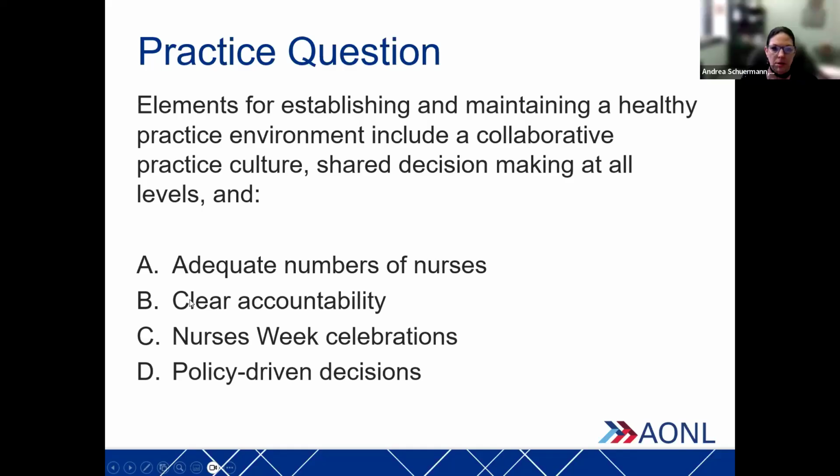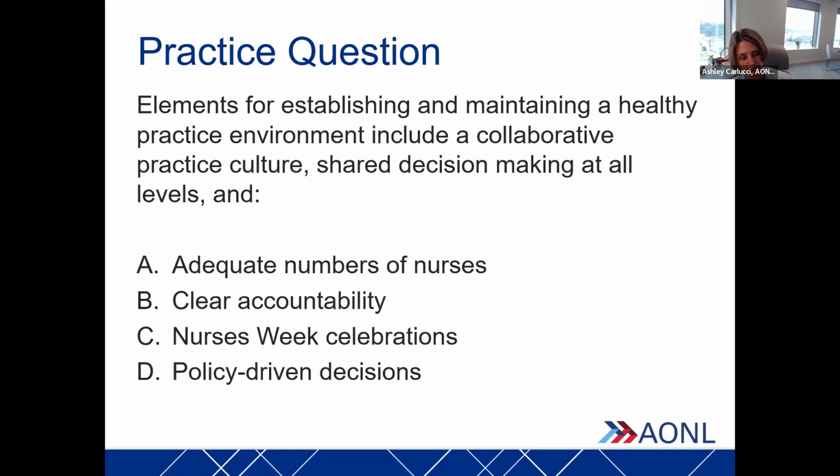A lot of people picked A, which was adequate numbers of quality nurses. That is one element of the healthy practice environment, but the number of nurses alone does not necessarily result in a healthy environment. B, which is what the majority of everyone picked, is the correct answer, clear accountability. Clear accountability is one of the nursing organization's alliance principles and elements of a healthy practice environment. So that is why that is the correct answer.